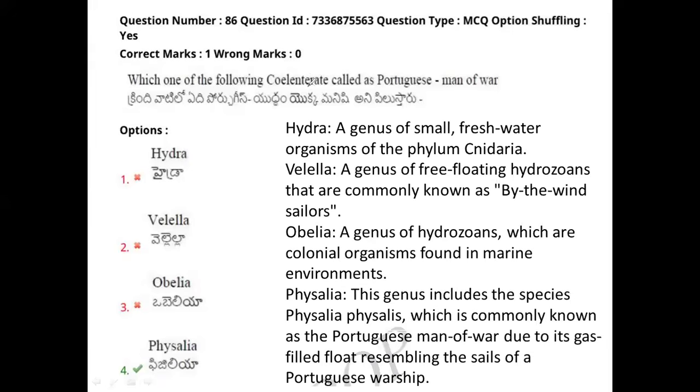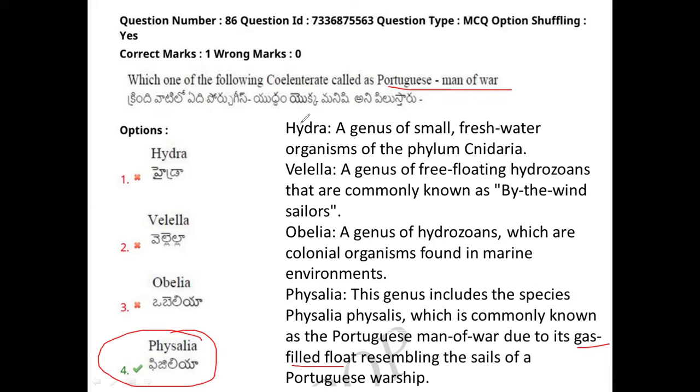Next, which one of the following salient traits is called Portuguese man of war? Generally Physalia is called Portuguese man of war because of the gas-filled floats, which are similar to the ships of the Portuguese. That is why we call it Portuguese man of war.